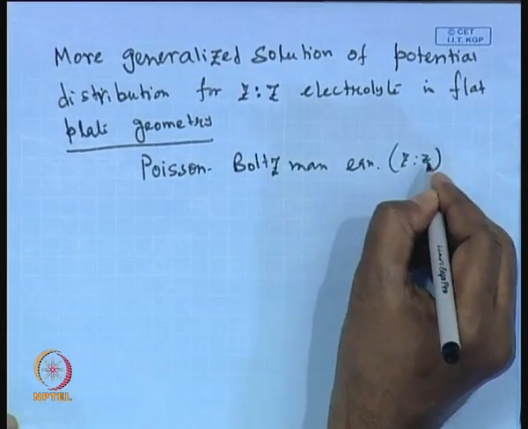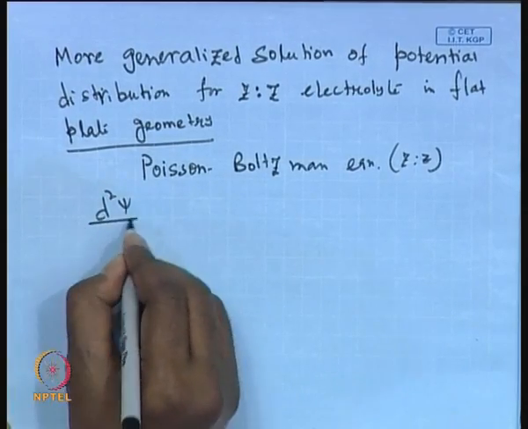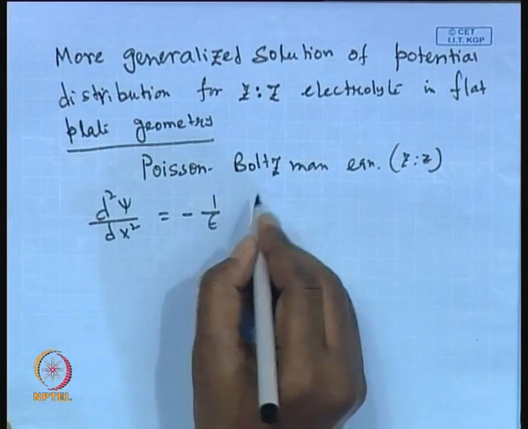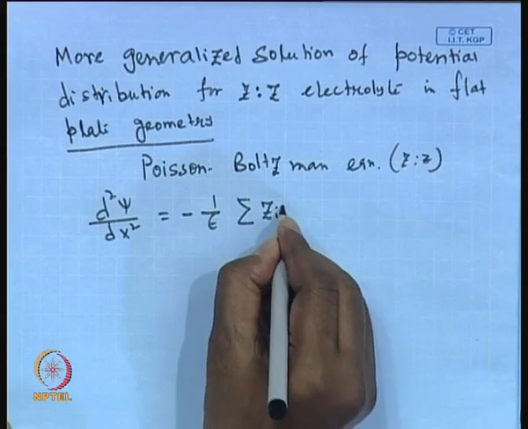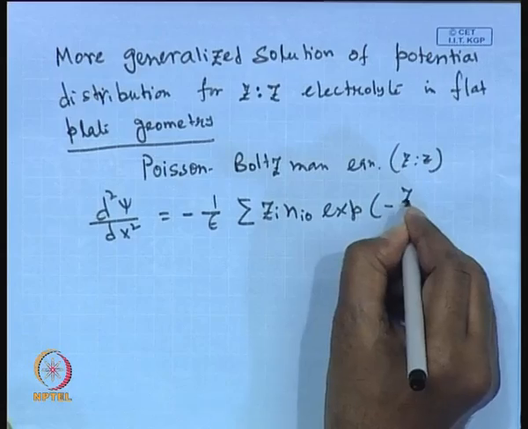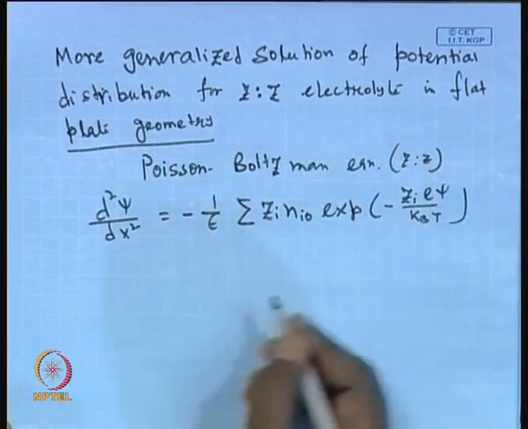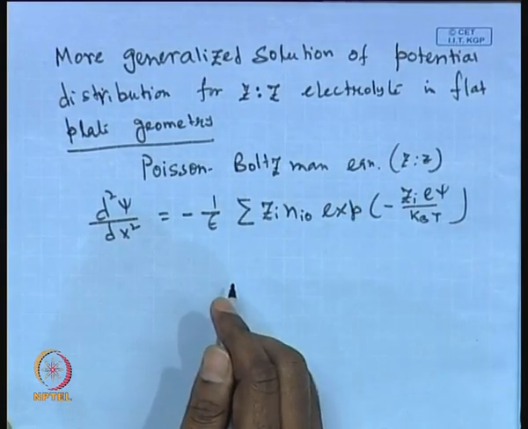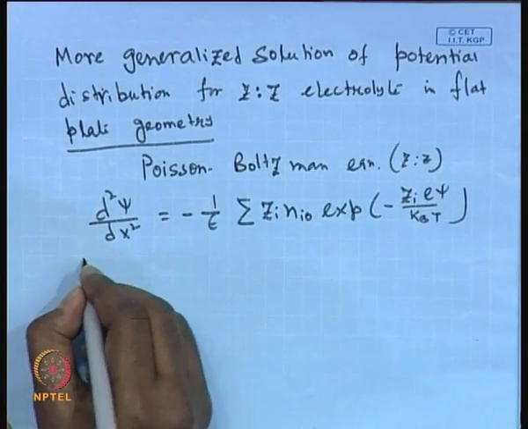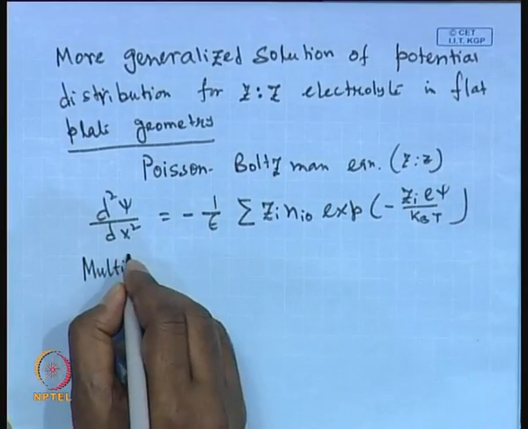The simplest version of Z is to Z electrolyte is NaCl. Okay. So, this becomes d square psi dx square minus 1 over epsilon summation Z I n I naught exponential minus Z I e psi over k b t. Now, you have to solve this equation. In order to solve this equation, you multiply both sides by 2 d psi dx, right, and then integrate.